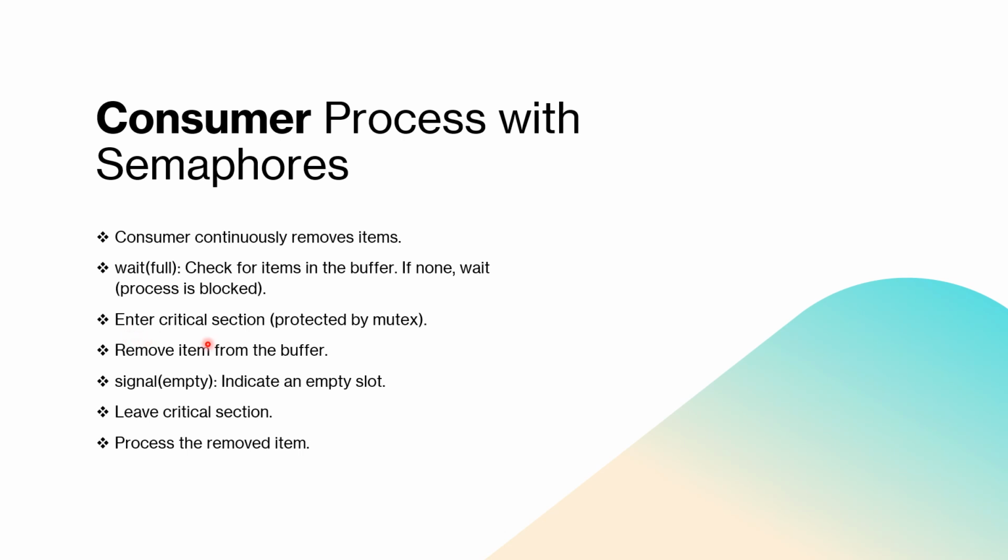Enter critical section. If there is something in the buffer, then the consumer enters the critical section, which is again protected by mutex. That means if consumer 1 is entering the buffer, then C2, C3, C4, all other consumers are not allowed to enter it. It removes the item from the buffer. It signals empty, which indicates an empty slot. If the slot is empty, it signals the producer that you are next, you can come into the buffer and keep something there. It leaves the critical section and processes the removed item. So this is how the consumer process works with semaphores.